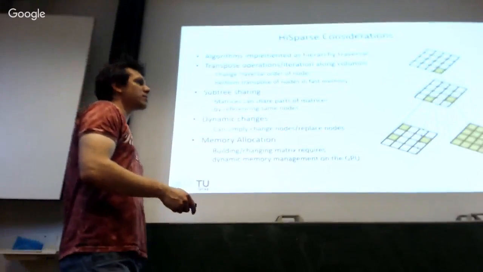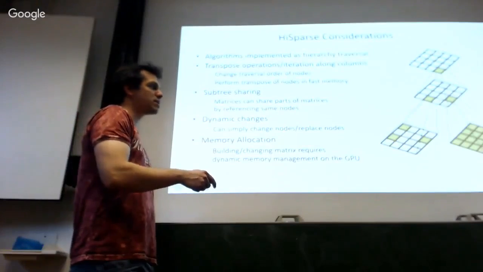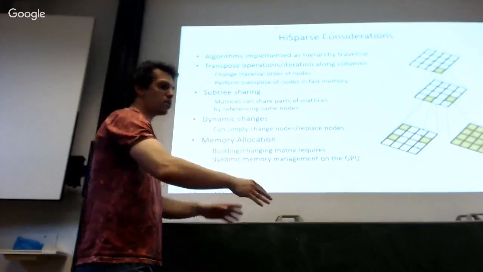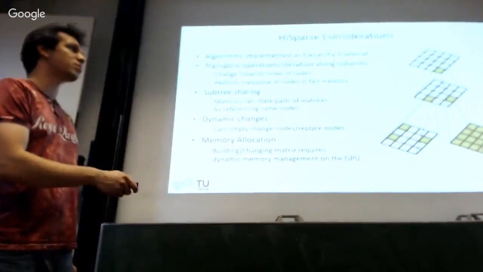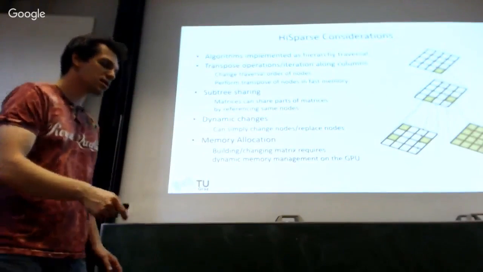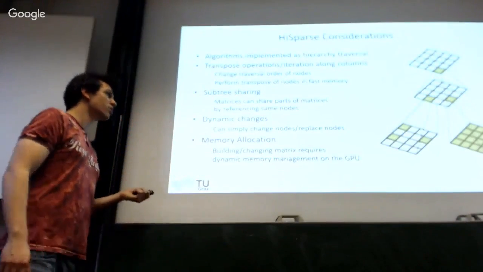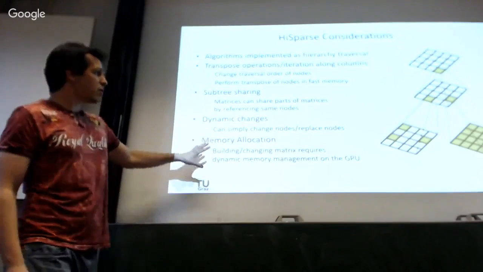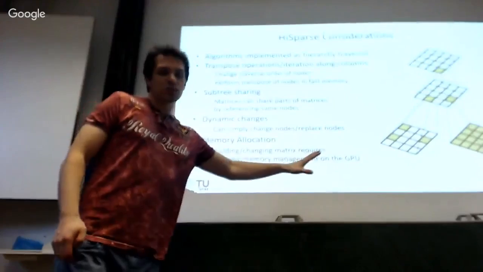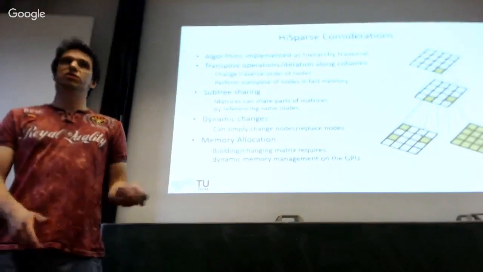So we could just say, okay, we want to replace this node here now by another dense node with this and this elements. We don't have to change anything else, just the nodes that are actually changing. So this is a large advantage over previous formats. What we need, however, is memory allocation on the GPU, because otherwise we cannot build new matrices efficiently.